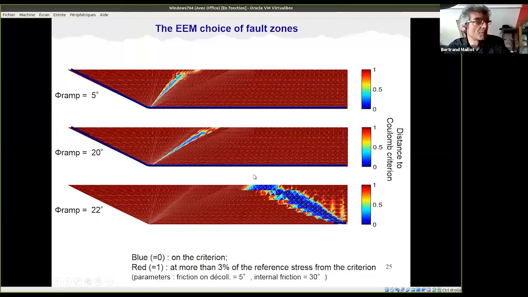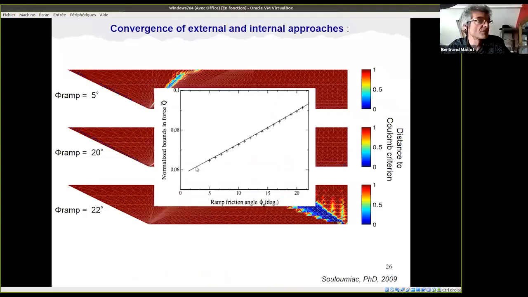Now, if we compare that to an analytic solution, because this is a simple case, then we obtain a very good convergence between the crosses, which are the lower bounds produced by the static approach of Optum, and the straight line, which is the analytic solution by the kinematic approach. So this is the upper bound. It's slightly above the crosses, as it should be, but very close to them.